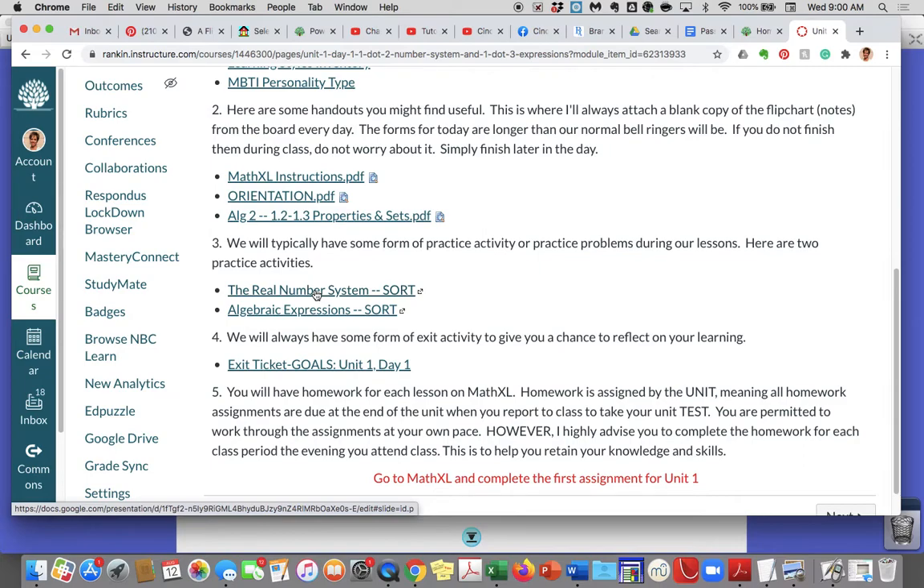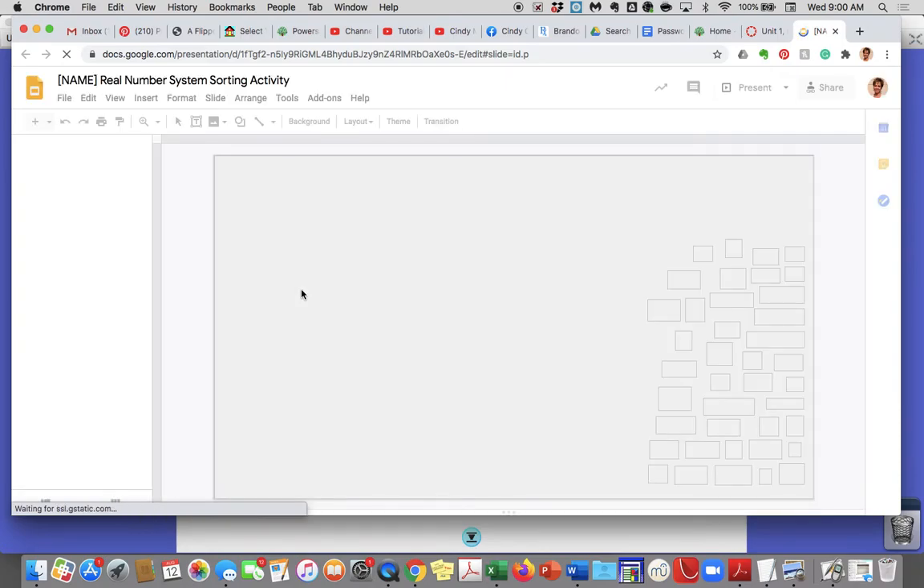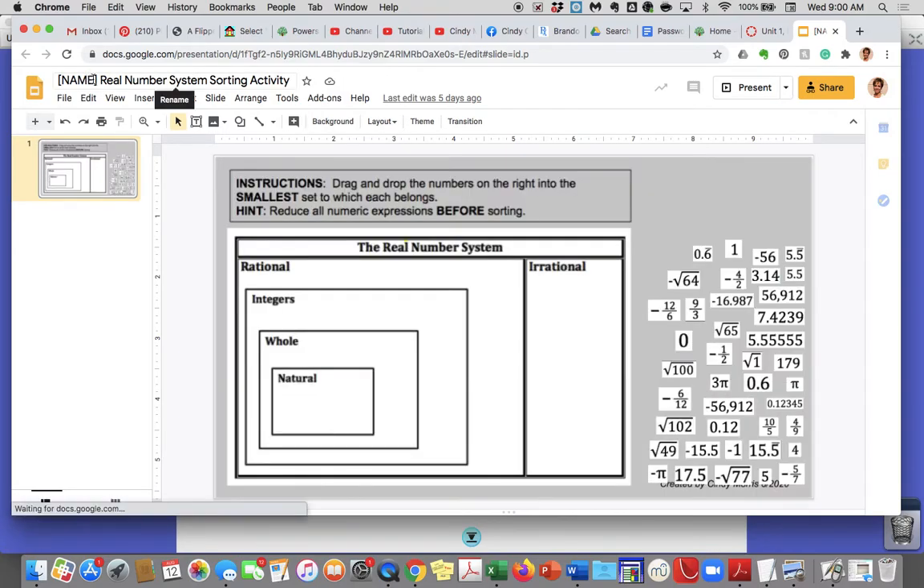Here is your activity, real number system. If you click on that, it takes you to a Google slide. And what I would like for you to do is put your name up here, so I'll know whose stuff I'm looking at. This is not graded. Please don't have a spasm or anything. This is just to kind of see where you are and what you know. It's just a click and drag. So you click a number, and I want you to drag it and drop it into the smallest section that it belongs in.